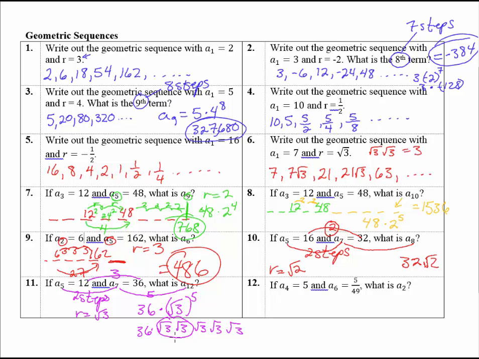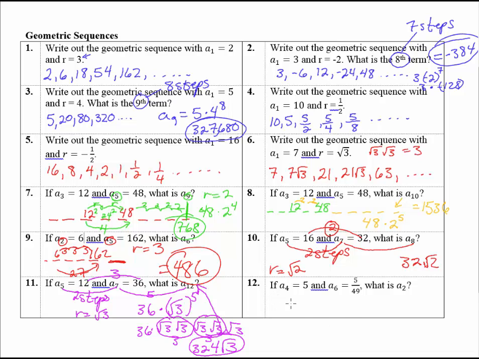Now these two are a 3, and these two are a 3. So 36 times 9 will give us 324. So we'll have 324 square roots of 3. And that is A sub 12.